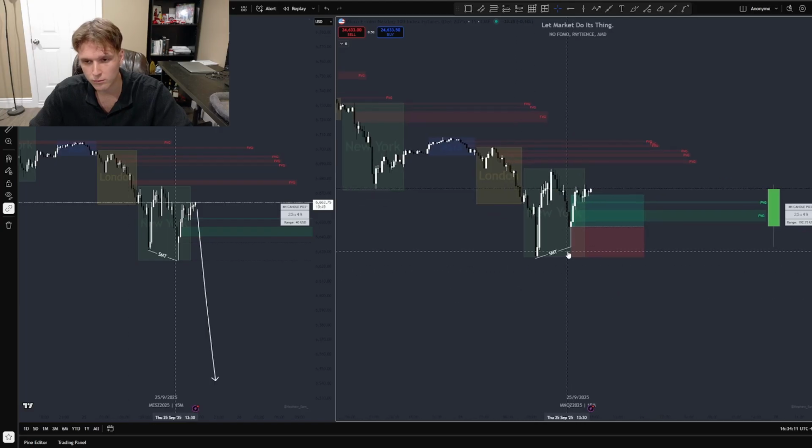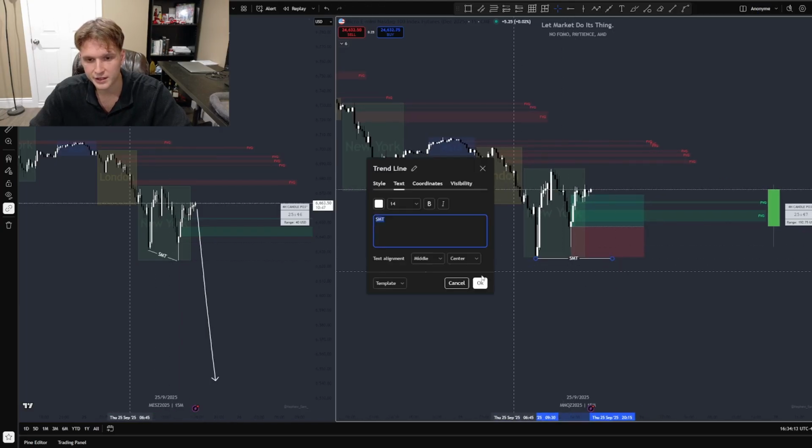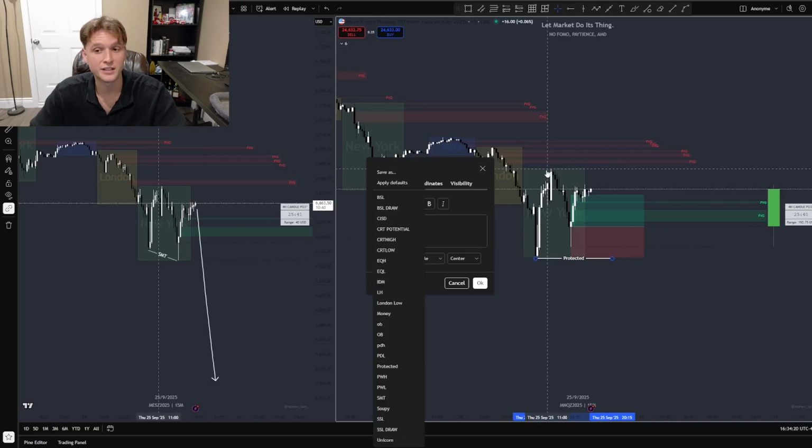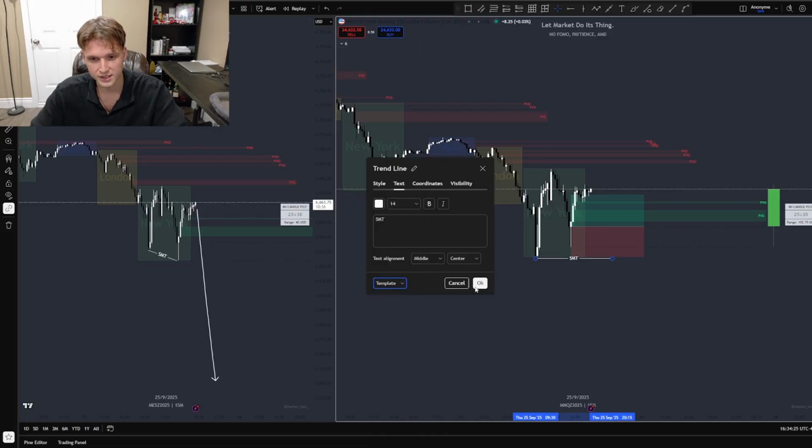So if I was to mark this out and enter this trade or something, I would put it like this, and then right here in my templates, I have protected. This means that this should never get taken, or at least not until the draw or the next high is taken, right? So we'll see how that works out for tomorrow.